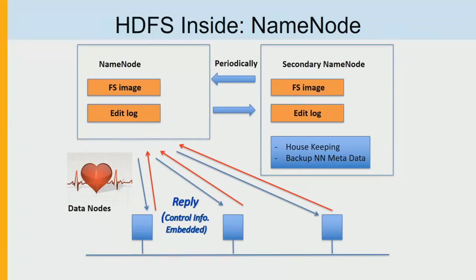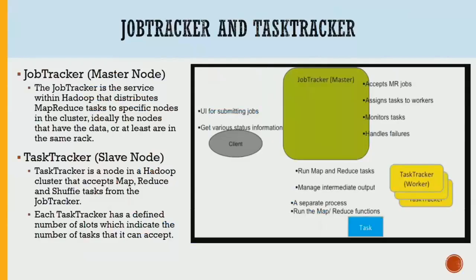So that was about name node, data node, and HDFS, which is required for provisioning data to the Hadoop MapReduce processes. Now the second set of entities refers to the computation side of it, how to actually do the computation on the data, and that refers to the job tracker and the task tracker.